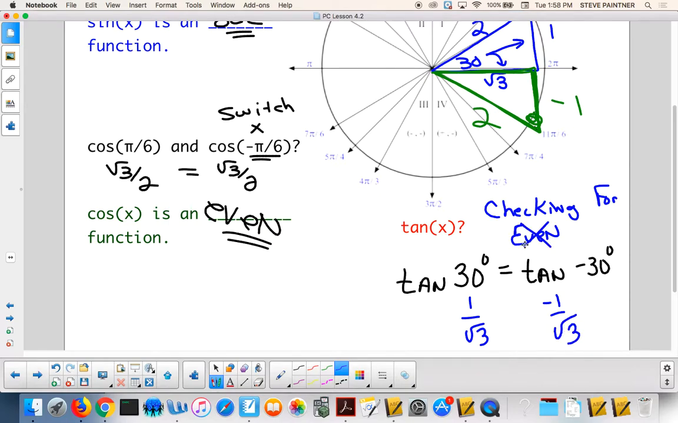But is it odd? Here's the deal with odd. Just put the negative in front of your function. Well, the answer to tangent of 30 is that. That makes it what? Negative. They're equal now. Tangent is what? Odd. And odd just means it's symmetrical to what? The origin.